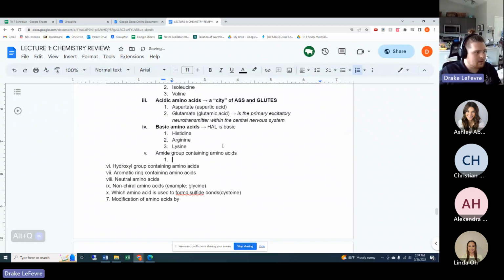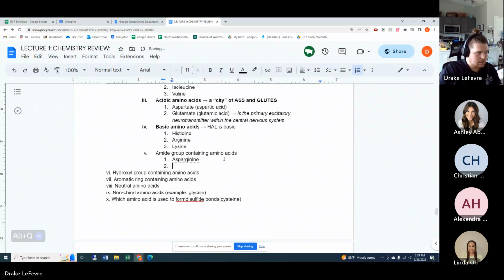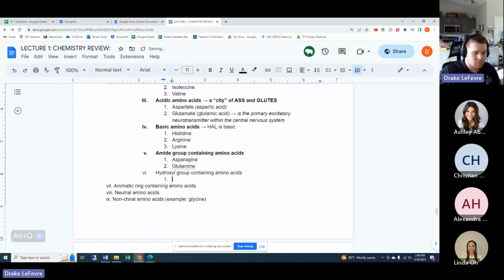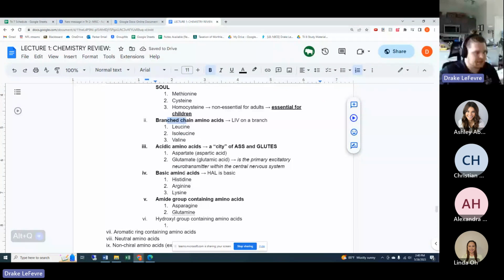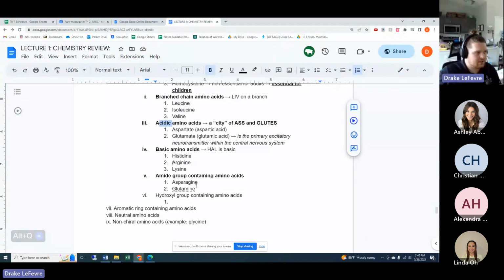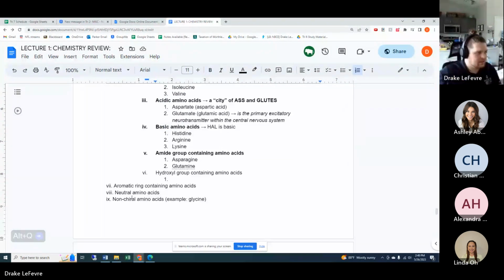We have our amide group containing amino acids, asparagine and glutamine. A lot of this again is just kind of memorization. It's really unfortunate because you don't need to know a lot of these for boards. The big ones you need to know eventually for boards are the sulfur, the branch chain, acidic and basic, and then the aromatic ring groups.